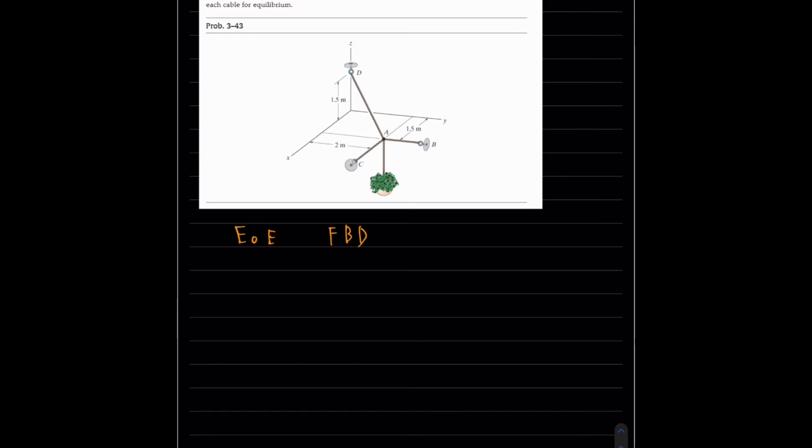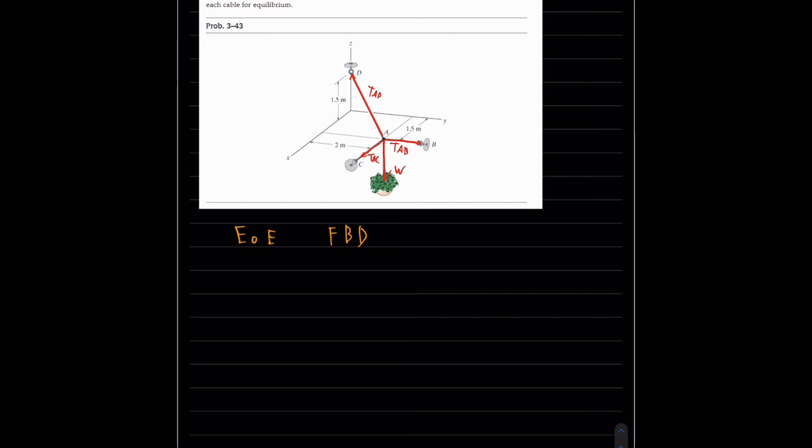Okay, now this reads, the three cables are used to support the 4 kilogram flower pot. Determine the force developed in each cable for equilibrium. Nice. Now we have to analyze these forces here: the force of tension AD, force of tension AB, and force of tension AC. Oh, I cannot forget about the weight of the flower pot. These are the forces we will analyze.